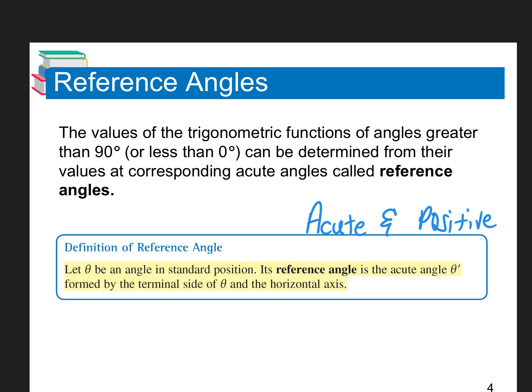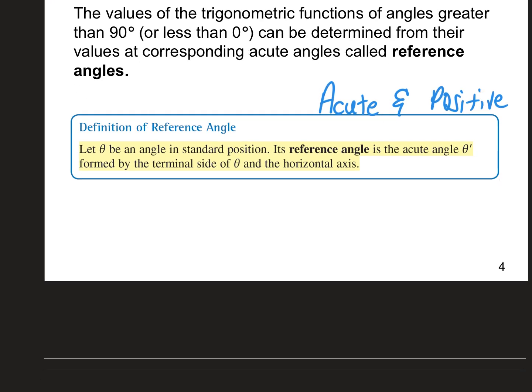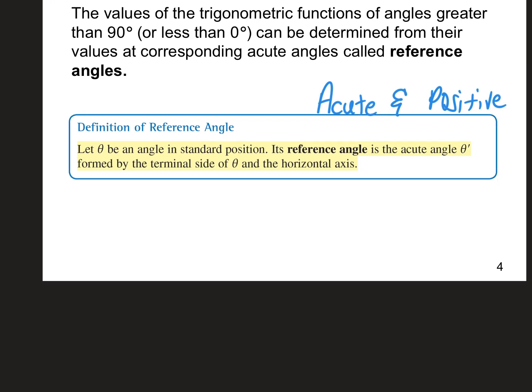It says let theta be an angle in standard position. Its reference angle is the acute angle formed by the terminal side and the x-axis. So what we're talking about here is if I have a coordinate plane, and say I have an angle that starts here on the red and ends over here in the second quadrant, right? So here's my angle right here. Your reference angle is formed by the terminal side, the side where it ends, and the x-axis.